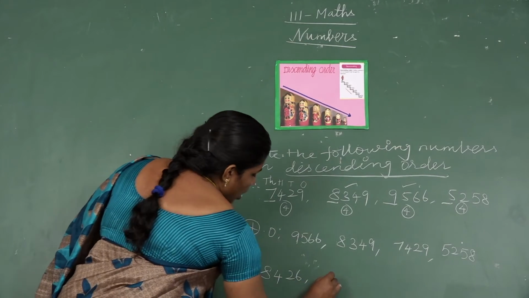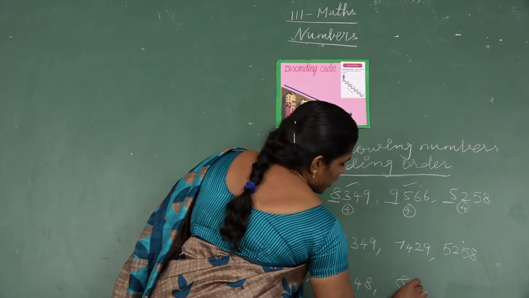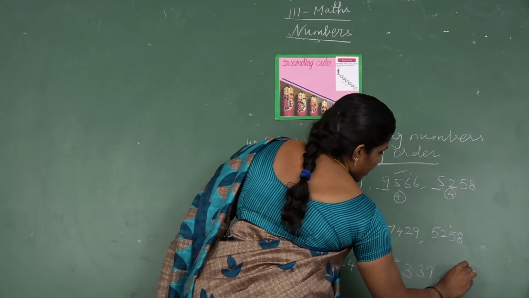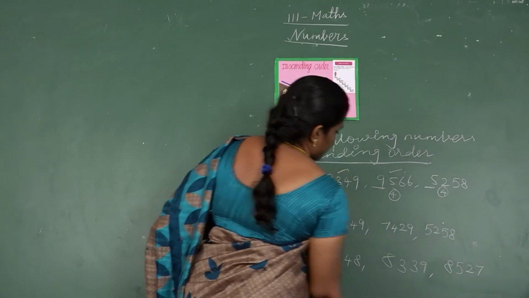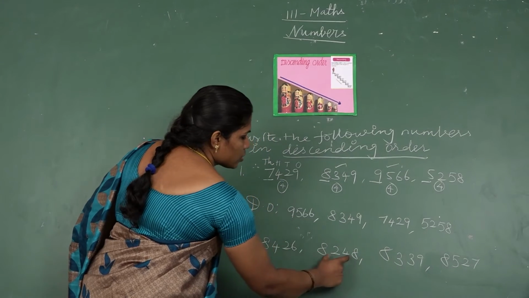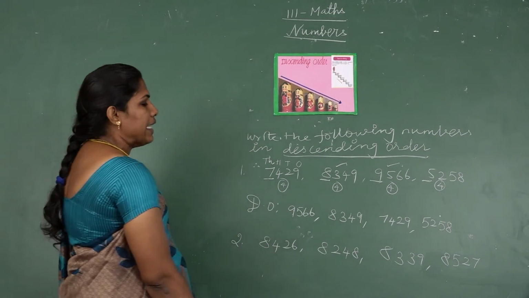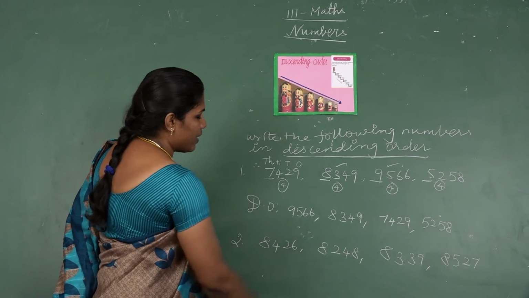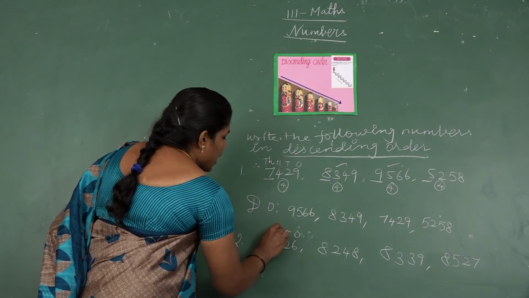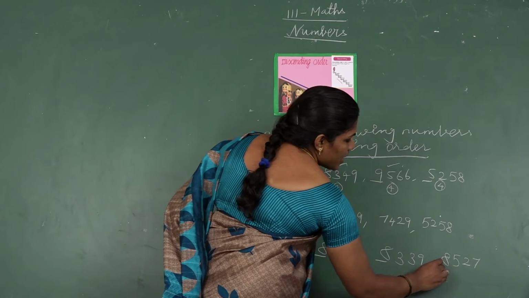Another example: 8,426, 8,248, 8,339, 8,527. First you count the digits. Here also 4 digits. All the numbers are 4 digits. If the digits are equal, see the thousands place. Ones, tens, hundreds, thousands. 8,000, 8,000, 8,000, 8,000.